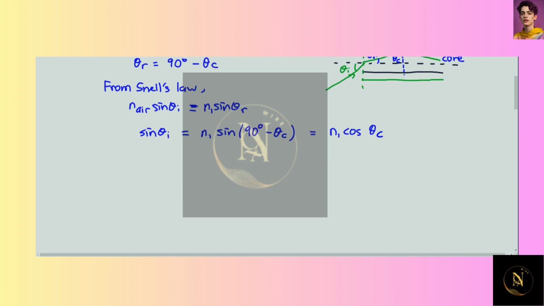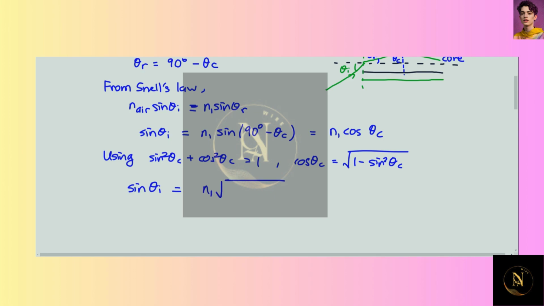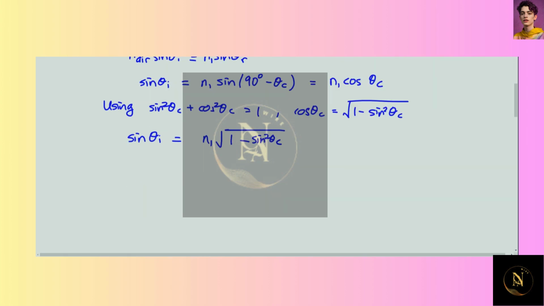For cosine theta c, we use the identity sine squared theta c plus cosine squared theta c equals 1. So cosine theta c is the square root of 1 minus sine squared theta c. So we write sine theta I equals n1 times the square root of 1 minus sine squared theta C.